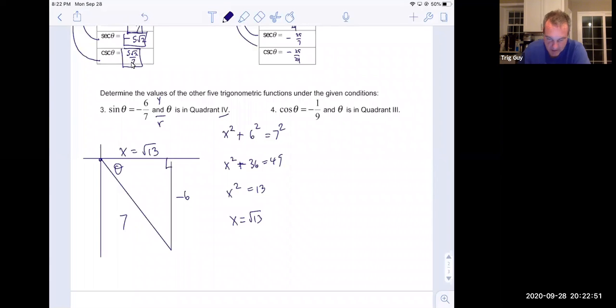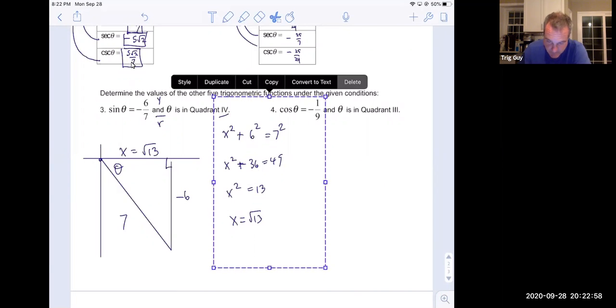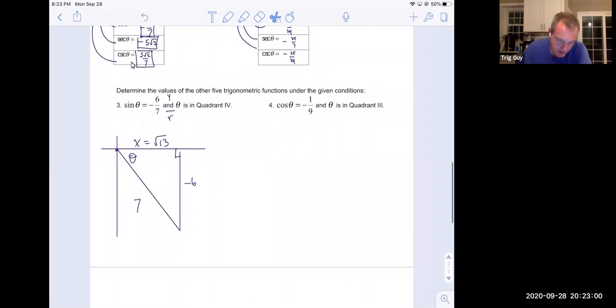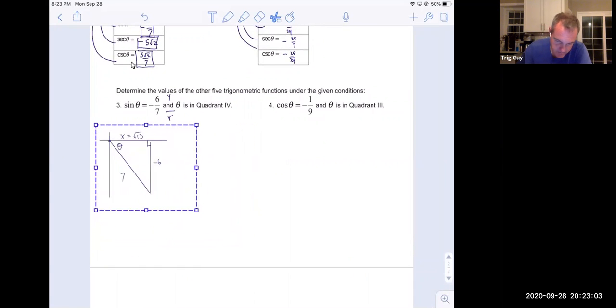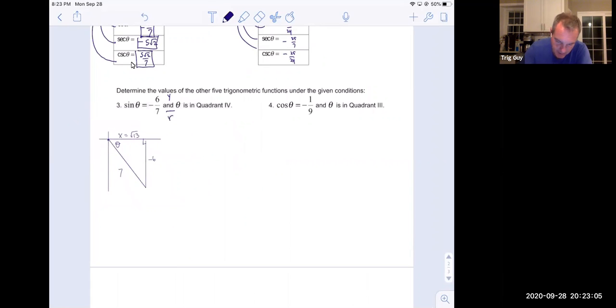So now what do I want? The other 5 trig functions. So what am I going to do? I'm actually going to erase all this because I need room. And I'm going to make this a little smaller. Here we go. And what am I going to write down? I know sine. I got it. Let's write all 6. Cosine, tangent, cotangent, secant, cosecant, or cosecant, we say, that's a joke. I'm just saying.